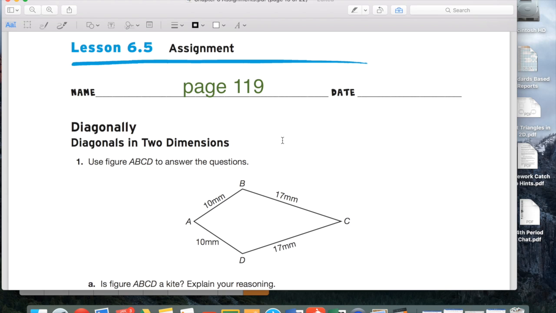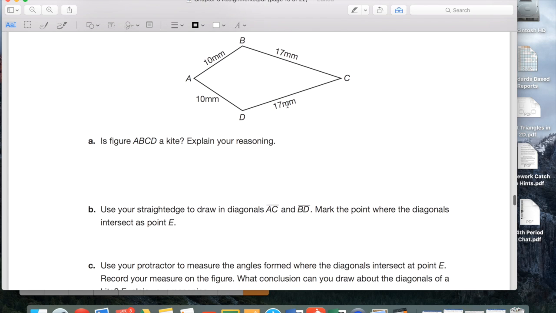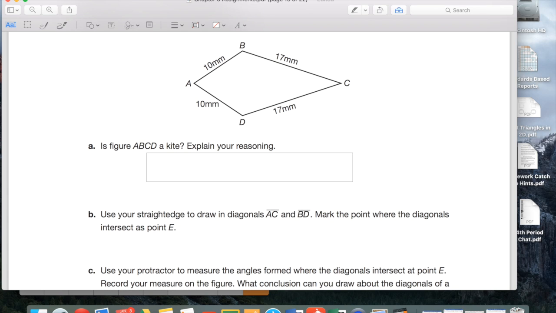On tonight's assignment, we are looking at page 119 of your assignment workbook. It says use figure ABCD to answer the questions. Is figure ABCD a kite? Explain your reasoning. Well, to explain your reasoning, you have to know what a kite is.